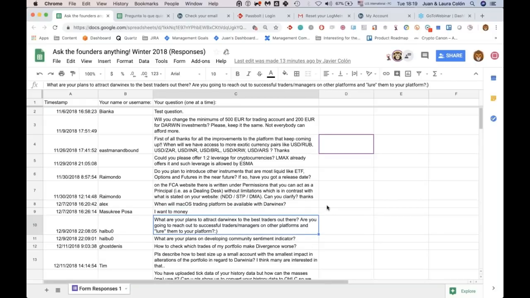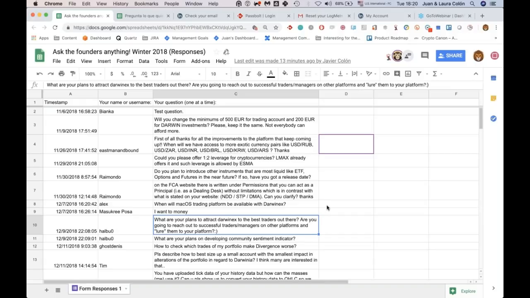Then we have Halbu, who asks, what are our plans to attract the best traders to Darwinex? Are we going to reach out to successful traders, managers on other platforms and lure them to your platform? And the answer is we have been doing that quite successfully for the last year and a half. I think many of the best traders with competitor sites are already listing their Darwins, or have even chosen to not list the strategies on any place other than Darwinex. So that's our bread and butter.